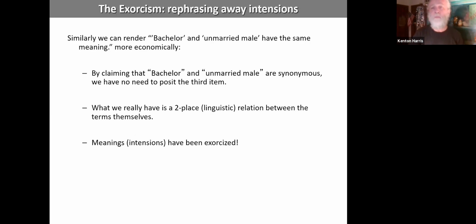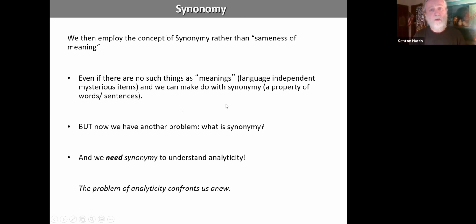We can similarly render "bachelor and unmarried male have the same meaning" more economically by saying that bachelor and unmarried male are synonymous, and we need not posit a third item or third term. What we really have is a two-place linguistic relation between the terms themselves. Meanings and intentions, therefore, have been exercised. So we don't need to talk about the spooky world of meanings and internal intentions and things going on in our head. So he's suggesting we employ the concept of synonymy rather than sameness of meaning. That way we don't have to talk about meaning at all.